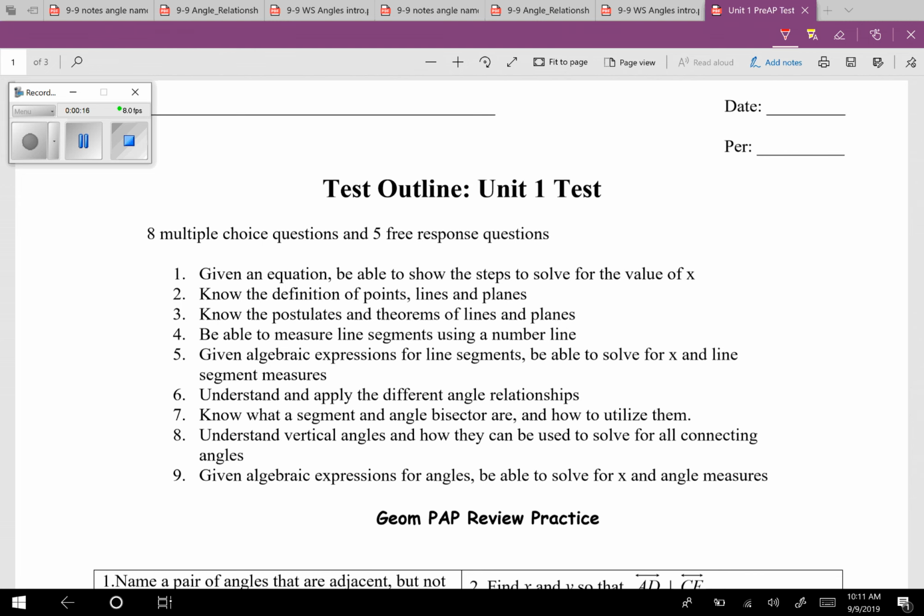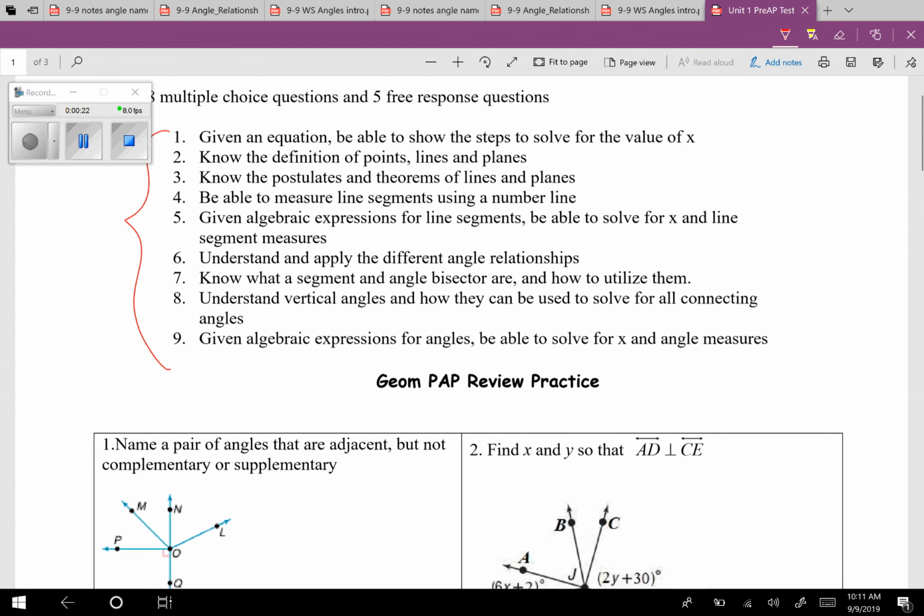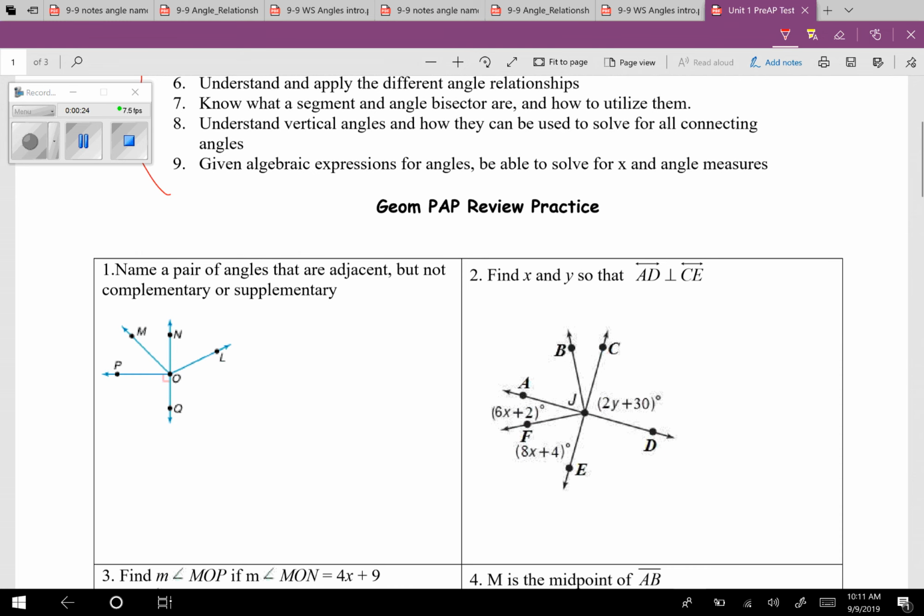So this is an outline for the test. Remember, you've got to know how to do these 9 things. Those are critical. So we'll go through on here. I know I told you to call this point R and call that one point H. So we'll go with that.